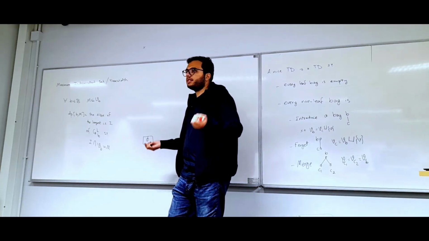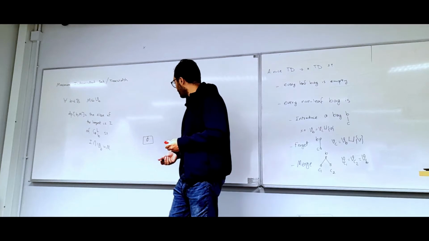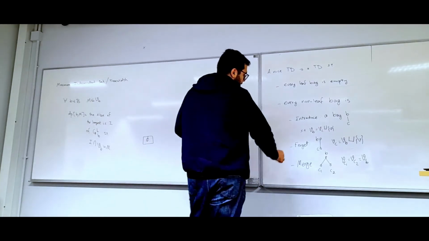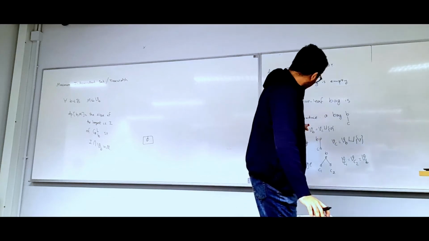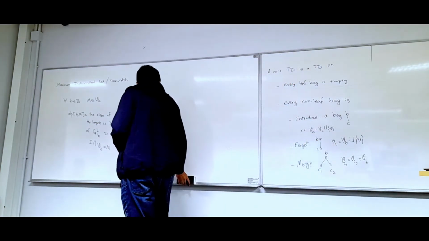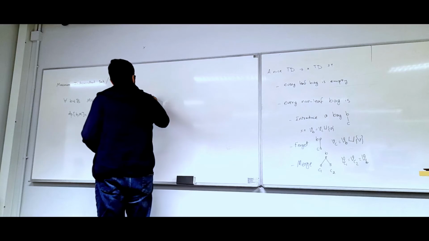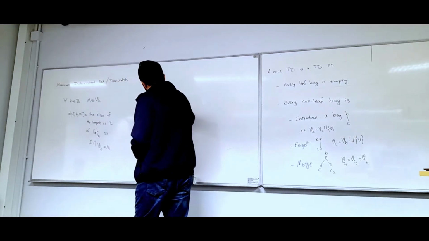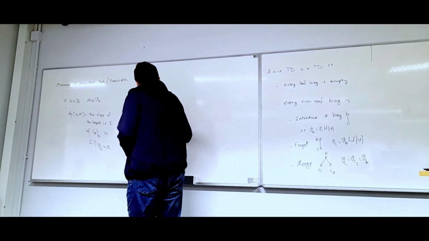So that's a very simple case. Now, let's look at the other types of nodes. Let's look at an introduce node. So if I have an introduce node, I have this bag B, and it has only one child.